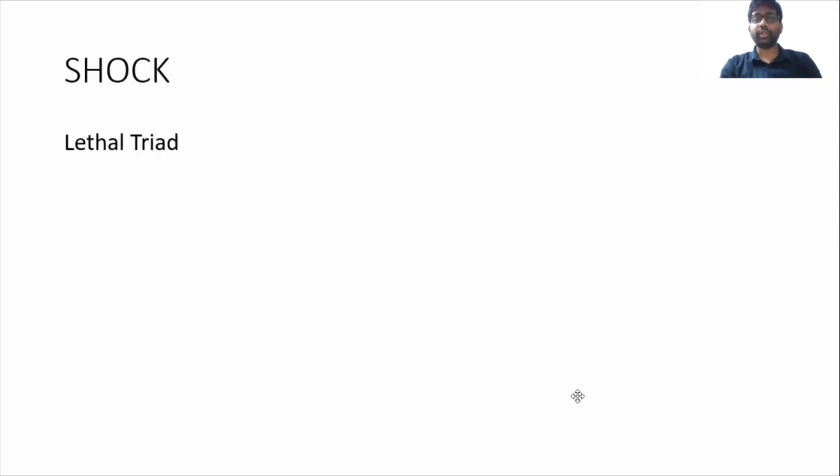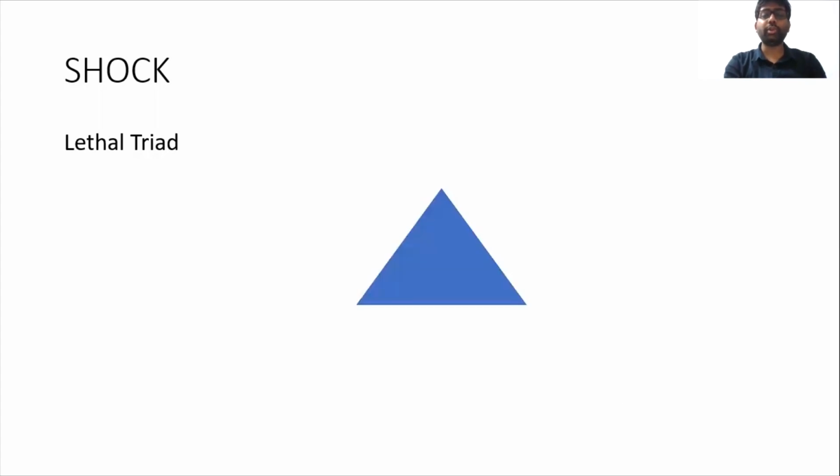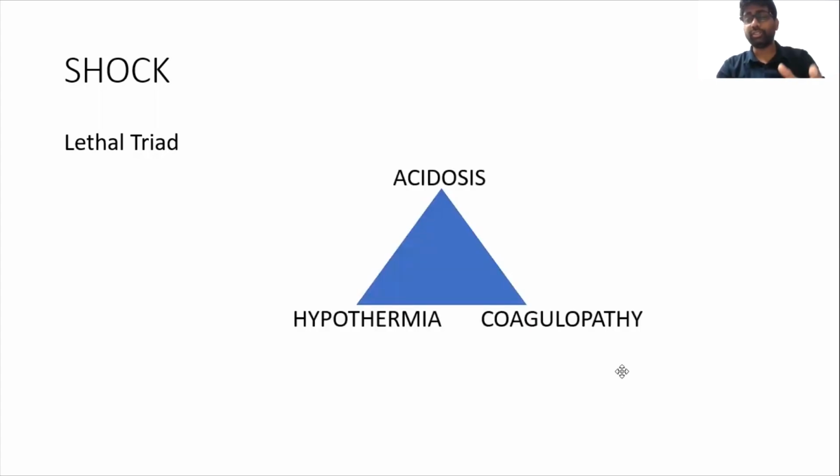And the first thing that we are going to study is the lethal triad. So most of us already know about this lethal triad. It will be a very easy question if you get what are the components of the lethal triad. So we already know about the components of the lethal triad, that is acidosis, hypothermia, and coagulopathy. So these components are very easy to remember.